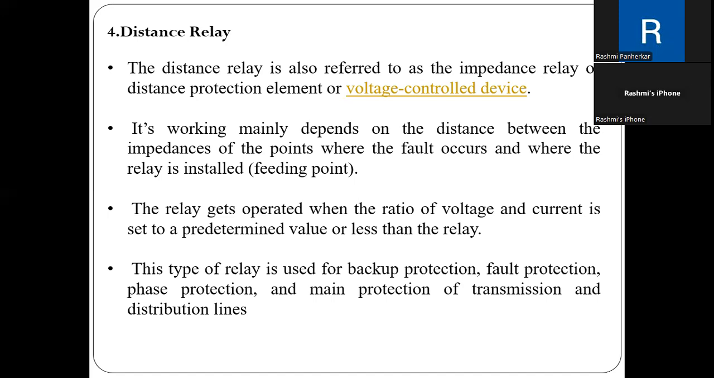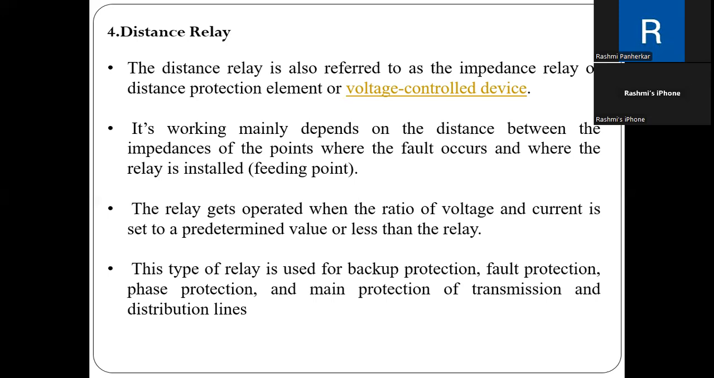This type of relay is used for backup protection, fault protection, phase protection, and main protection of transmission and distribution lines. So why are we using the distance relay? Because distance relays are generally used for phase fault, primary and backup protection on sub-transmission lines and on transmission lines where high speed automatic reclosing is not necessary to maintain stability, and where short time delay for the end zone fault can be tolerated.